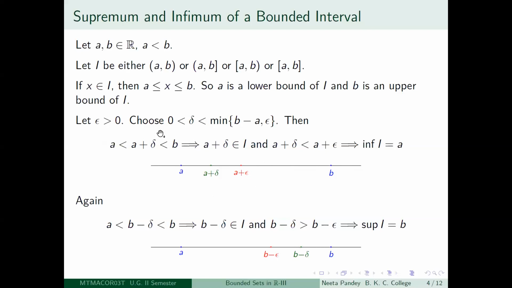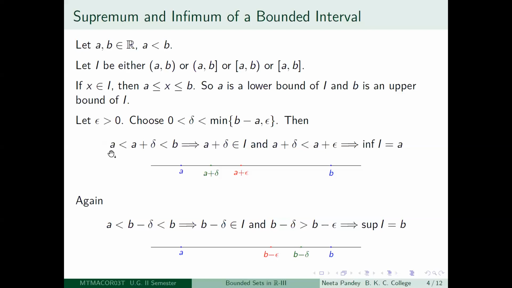Now if you want to make it analytically precise, what you do is you look at the distance between b and a, b minus a, and look at epsilon, then look at the minimum of these two. Then this is going to be a real number, and this real number is going to be positive because epsilon is positive, b minus a is positive. So the minimum of these two is a positive number. So between 0 and that positive number there are infinitely many real numbers. Choose any such real number delta.